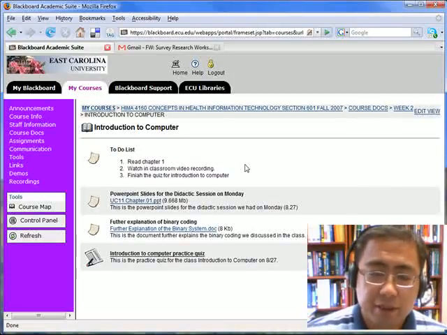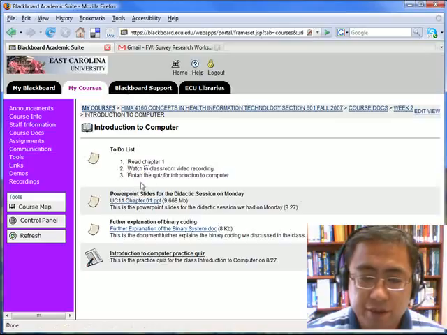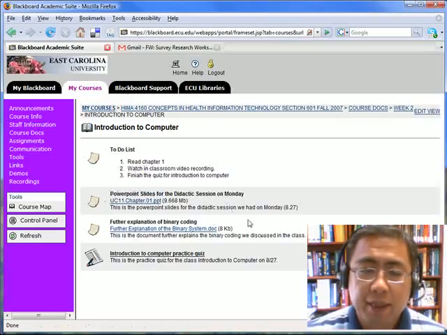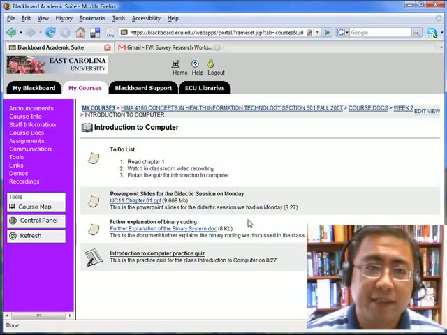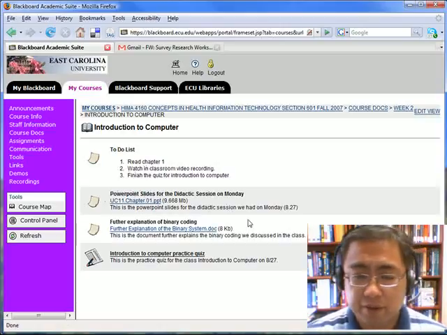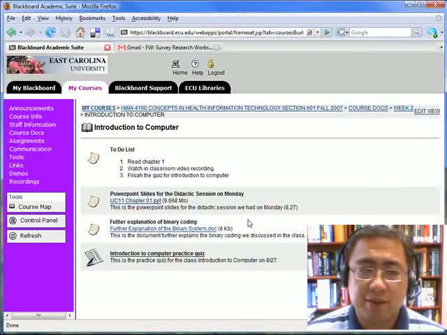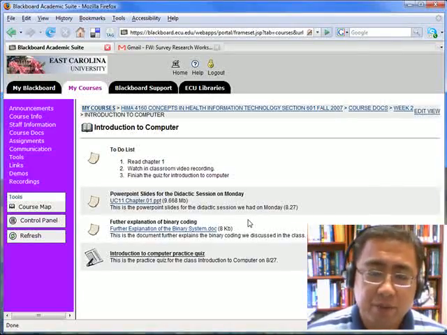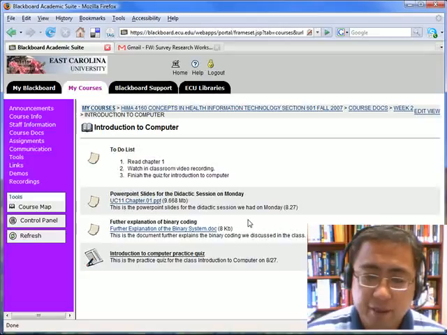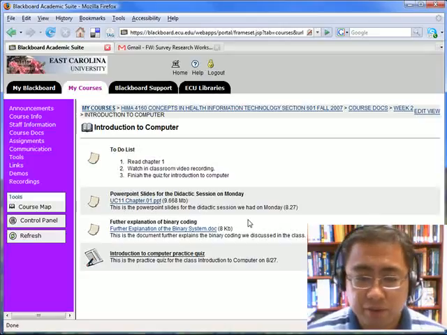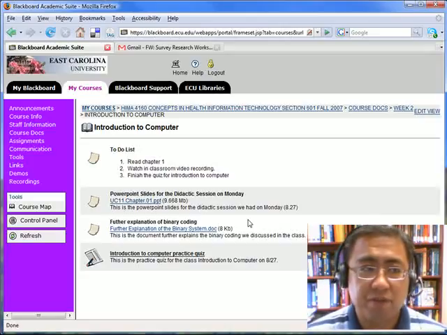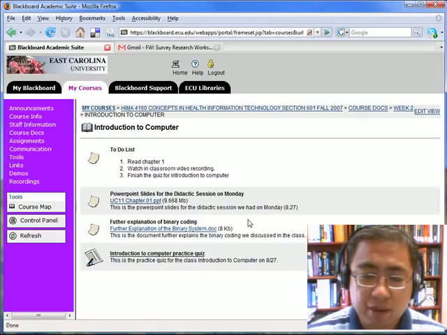Okay, so you can see within this folder I have a to-do list, and also I have the PowerPoint slides attached there. Because I have more slides than I can explain in 90 minutes, I created this further explanation to discuss the binary coding system as we discussed in the session yesterday, but we did not have enough time to go over it in detail. I'm afraid some of you may get lost when you watch the video, so make sure you check out this document before you watch the video.